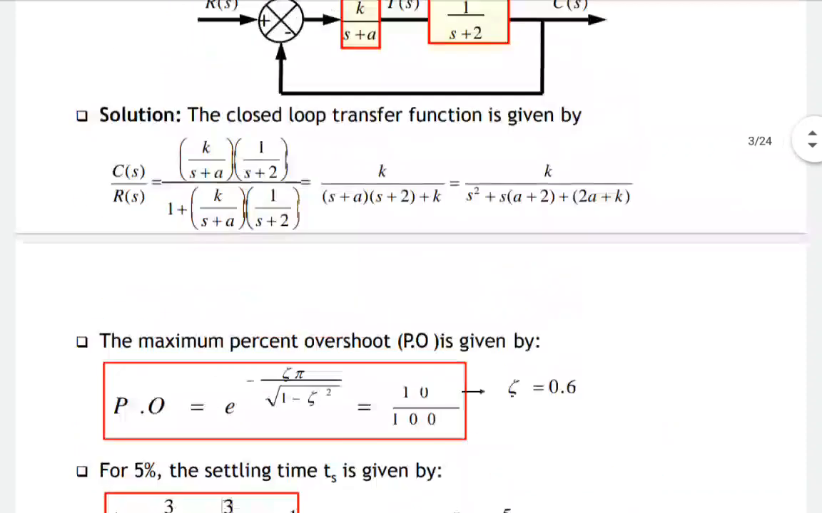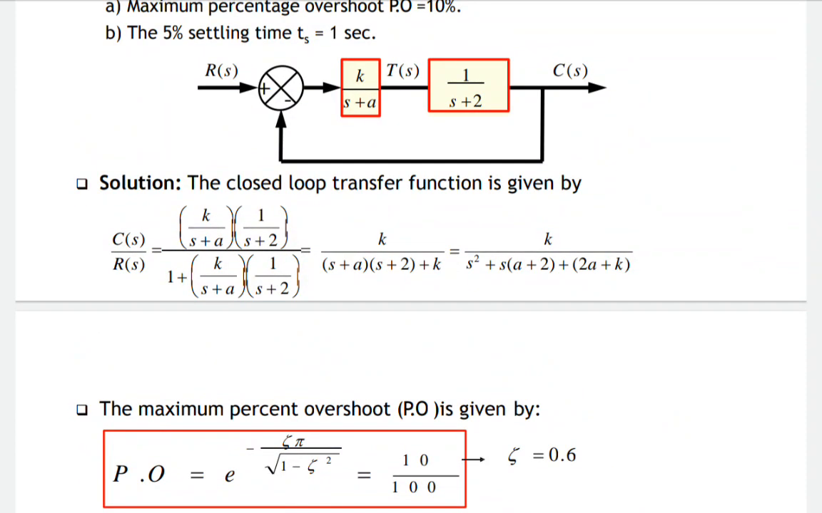Now we compare the expression C of S by R of S equal to K divided by S squared plus S into A plus 2, plus 2A plus K, with the standard form of a second order control system transfer function, that is C of S by R of S equal to omega n square divided by S squared plus 2 xi omega n s plus omega n square. Then subsequently we can replace those values.